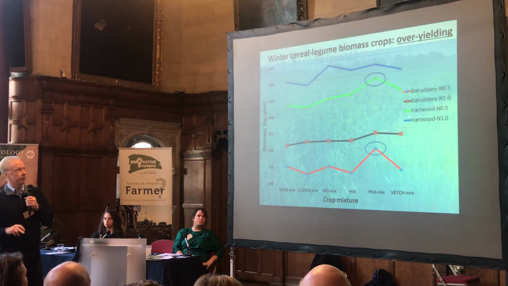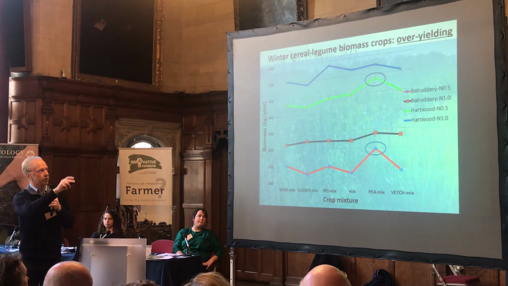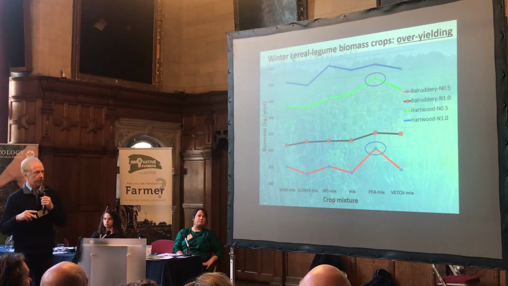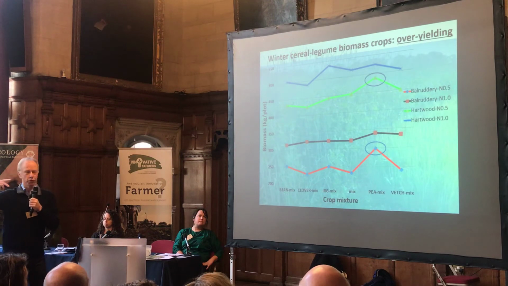This is actually some data from when we first did this. The top 2 lines are from one site, the bottom 2 lines from another site, but the lower of each pair is a half-rate nitrogen, and the upper one is a full-rate nitrogen.